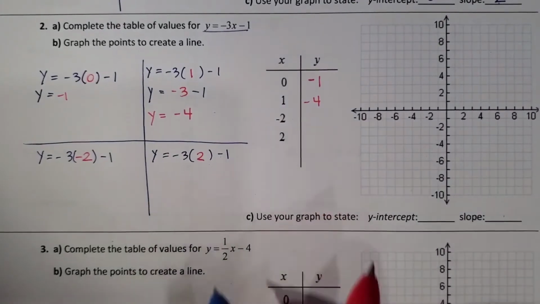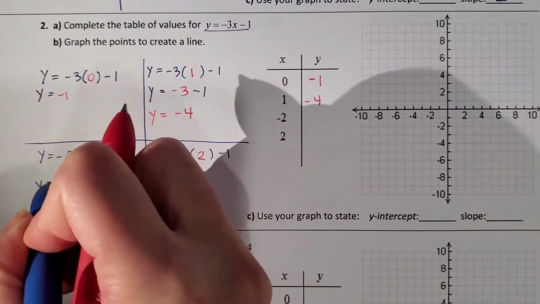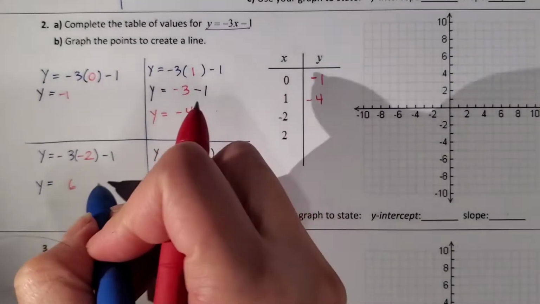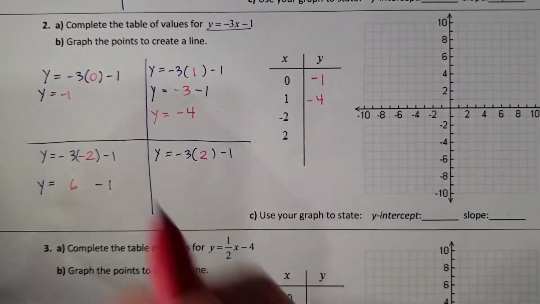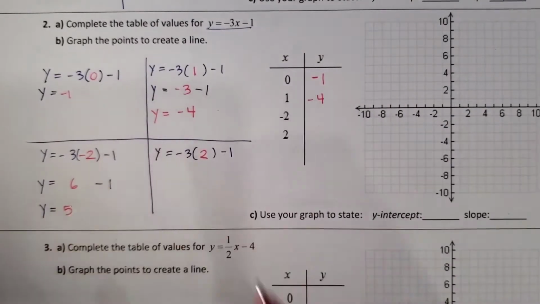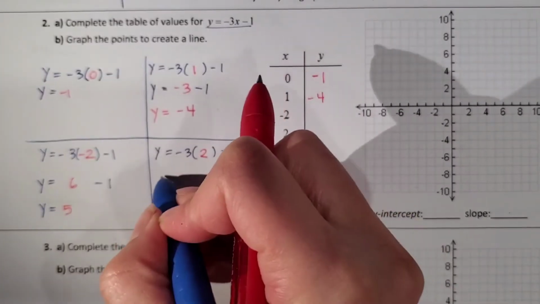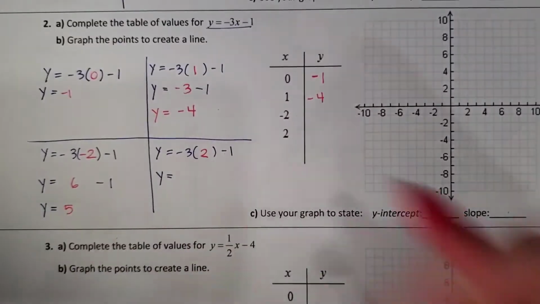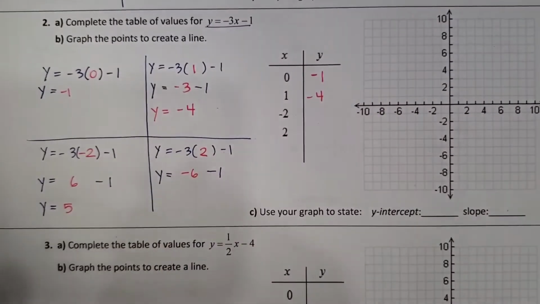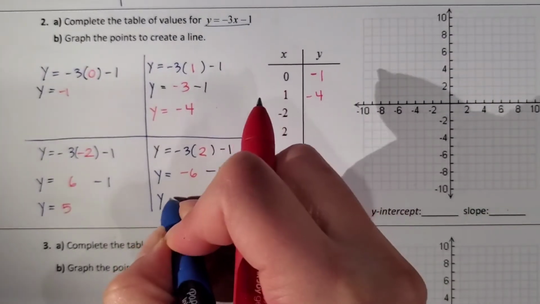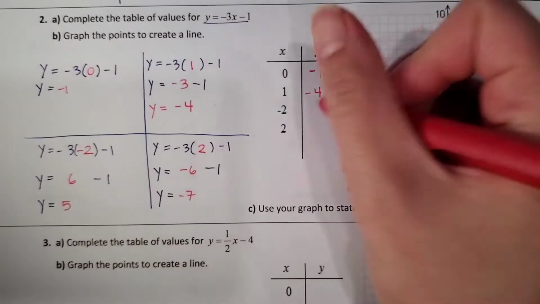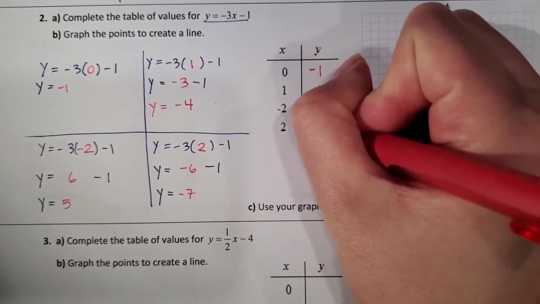Okay, and then we have y is equal to positive 6, and then minus 1. So we have y is equal to 5. And then y is equal to negative 6 minus 1. So now we have y is equal to negative 7. Okay, oh, I forgot to write this one down. So that's 5 and that's negative 7.